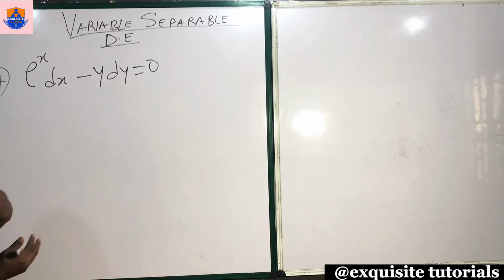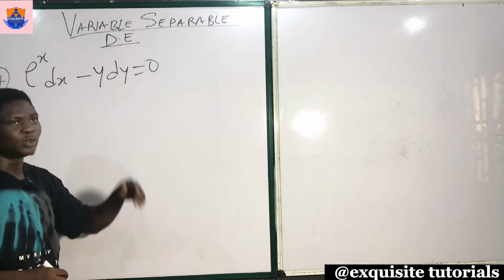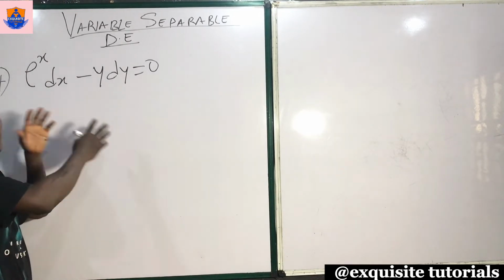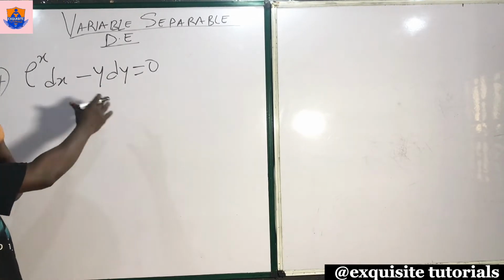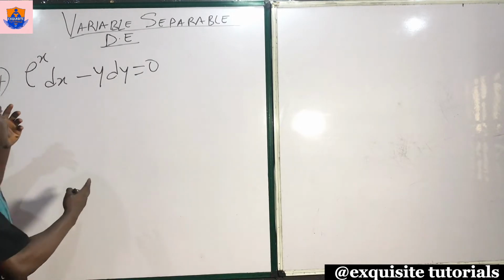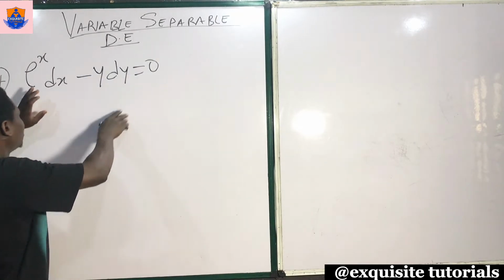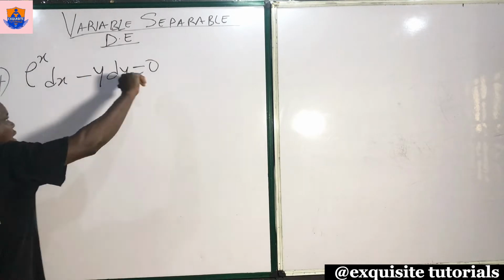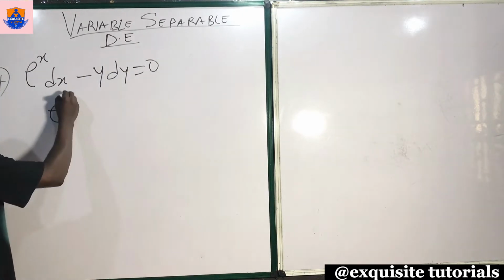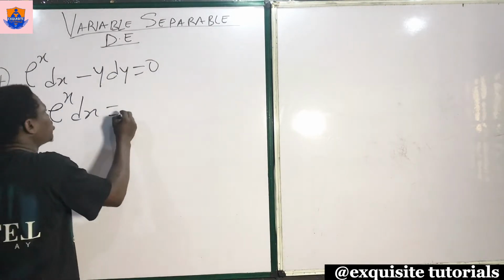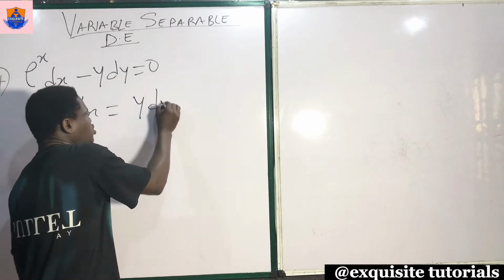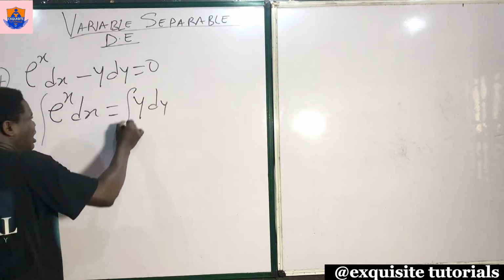Now we want to separate variables. Now e to the power x is already with the x and y is already with the y. So the variables are already separated. What we'll do is take this guy here and leave this guy here, or we can just integrate like that. So we have e to the power x dx is equal to y dy. So I can now integrate both sides of the equation.